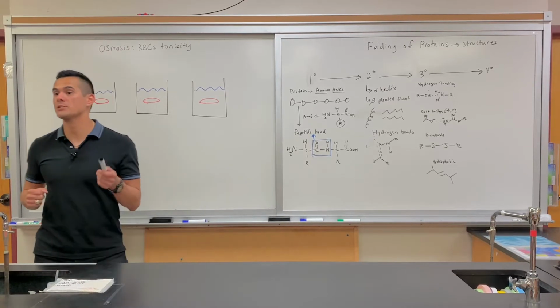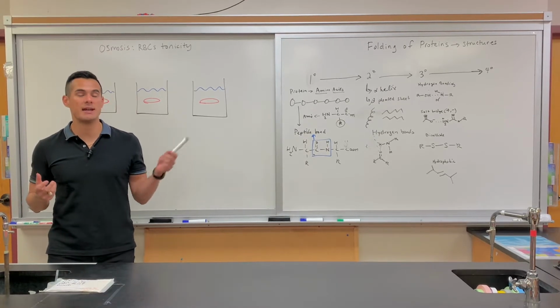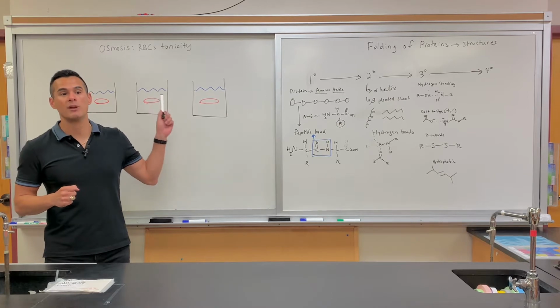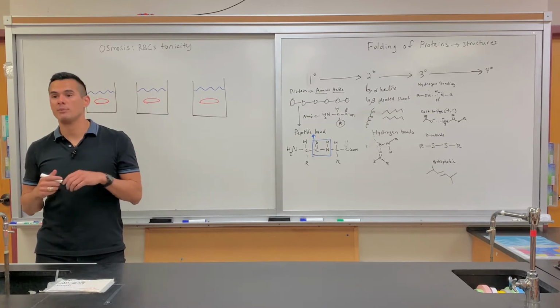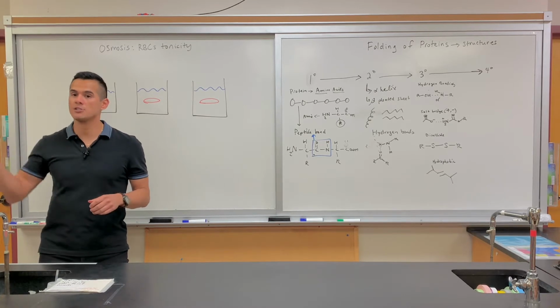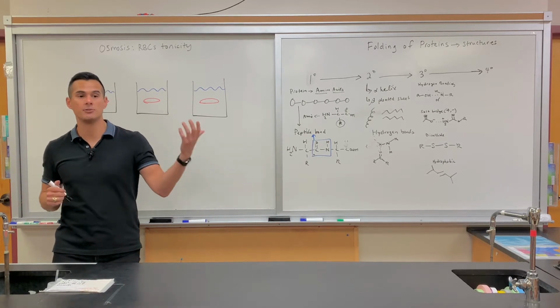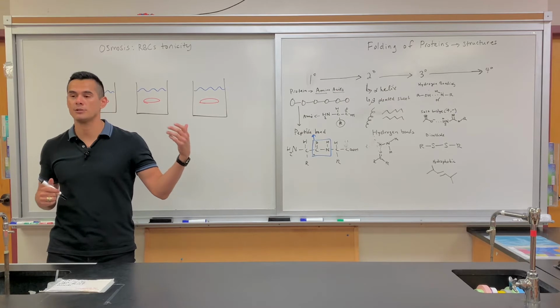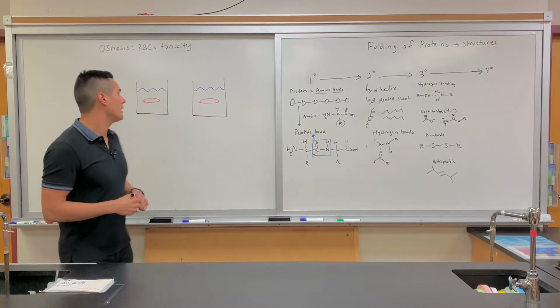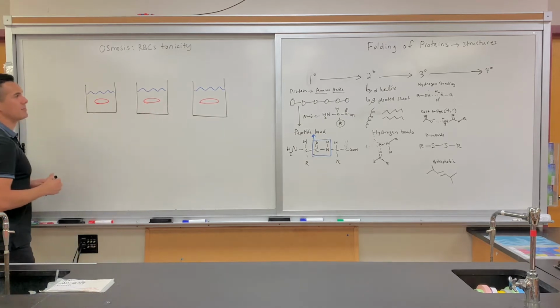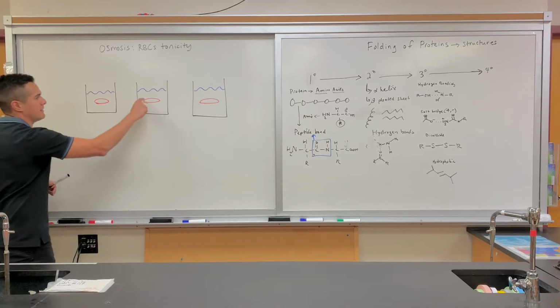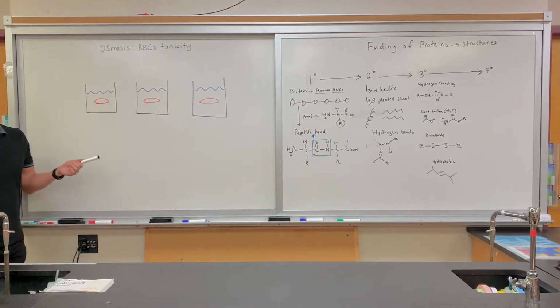Okay, so in this lecture we're going to discuss osmosis and how this relates to red blood cells. We're going to discuss what happens when we place a red blood cell in a concentrated solution versus a dilute solution or a dilute solvent. So here I have 3 different beakers set up, right? This is the water, and then each of these is representing a red blood cell.